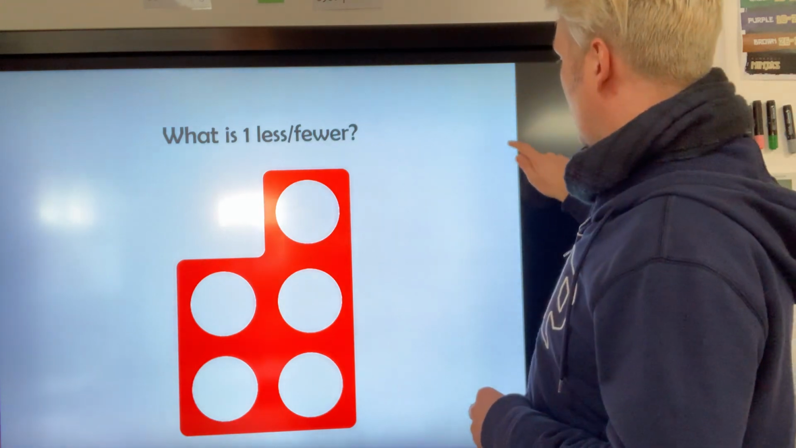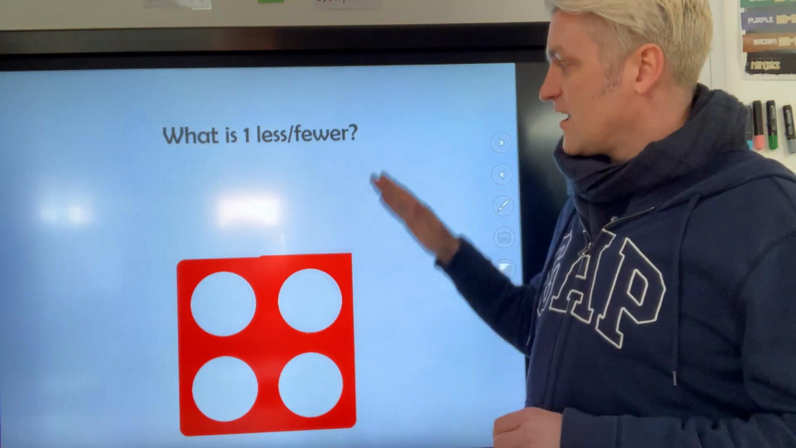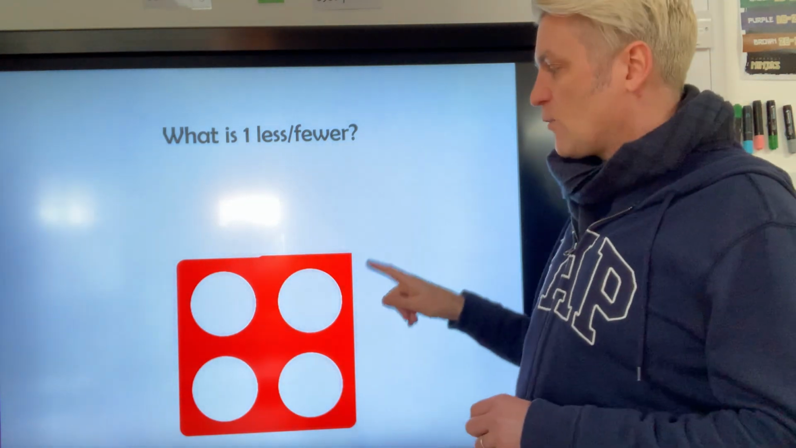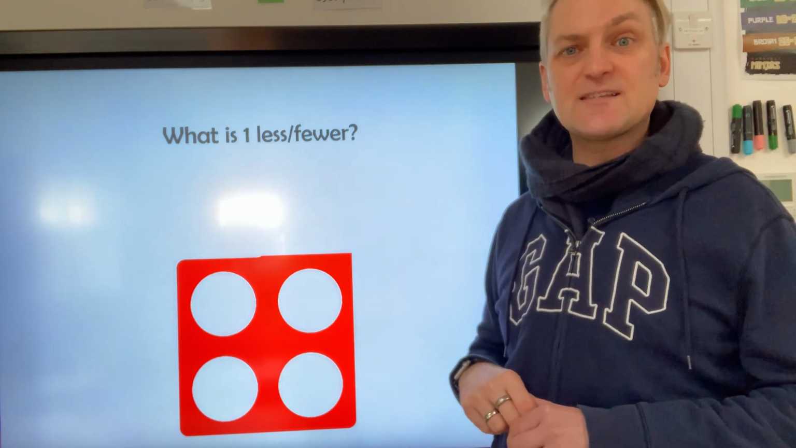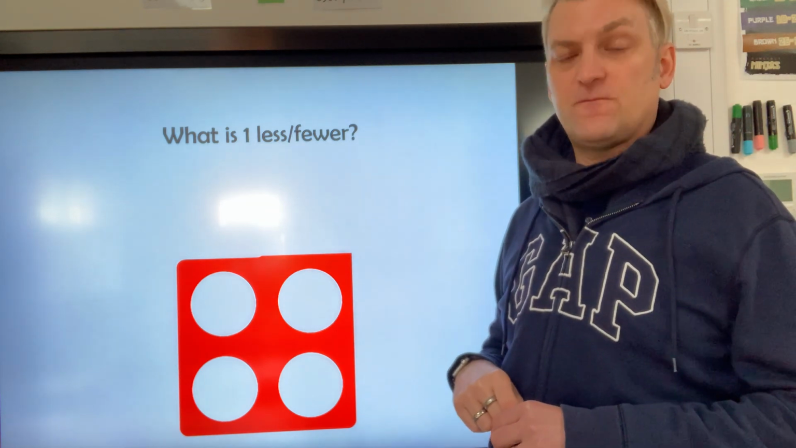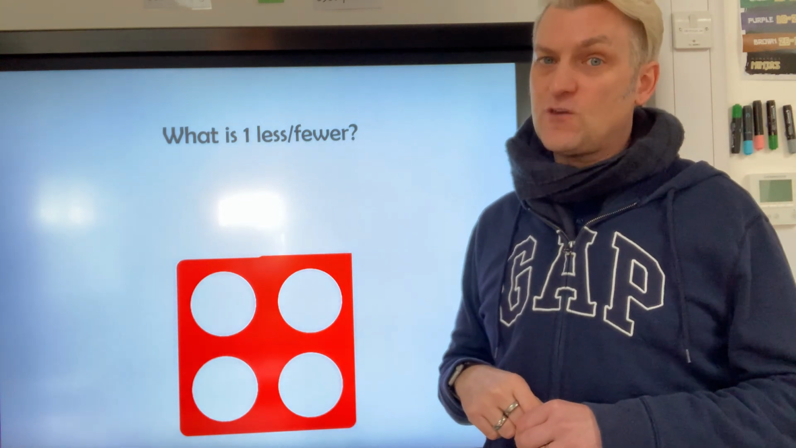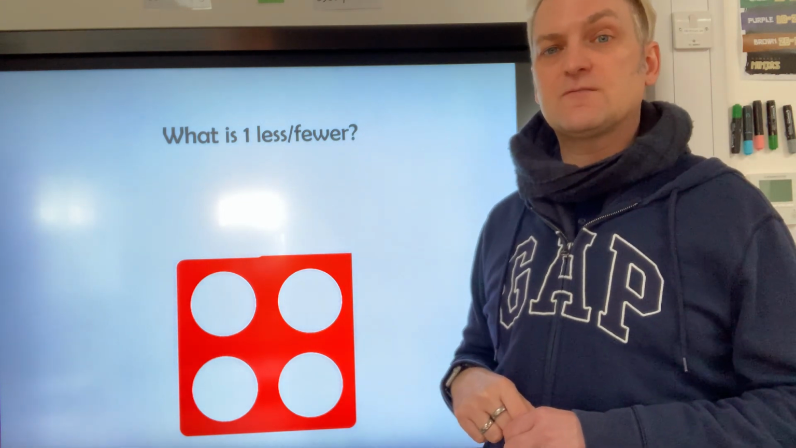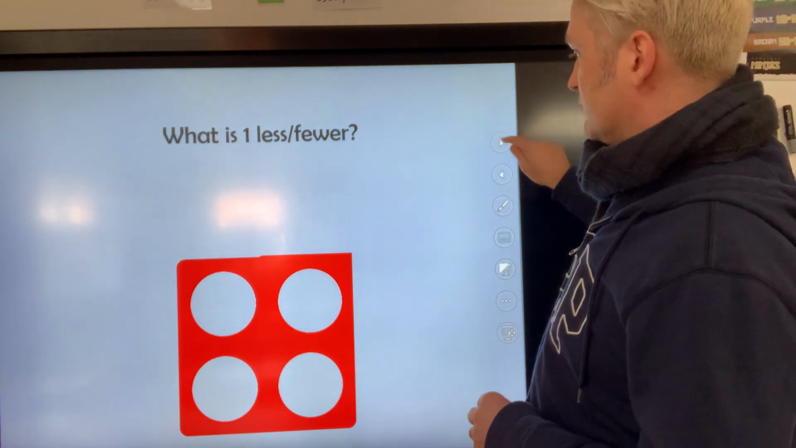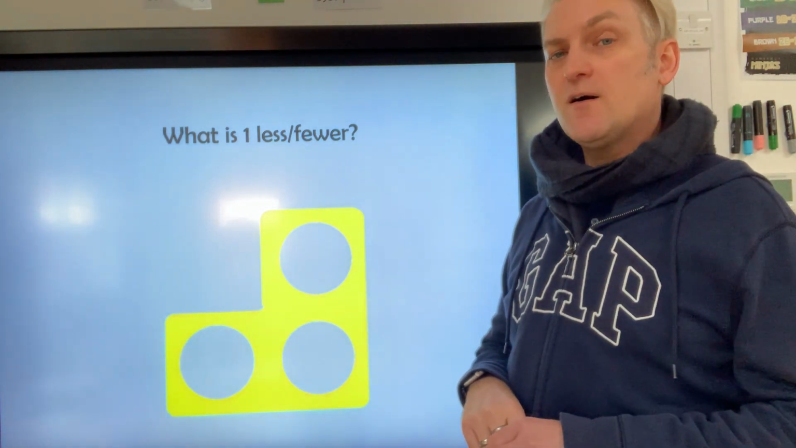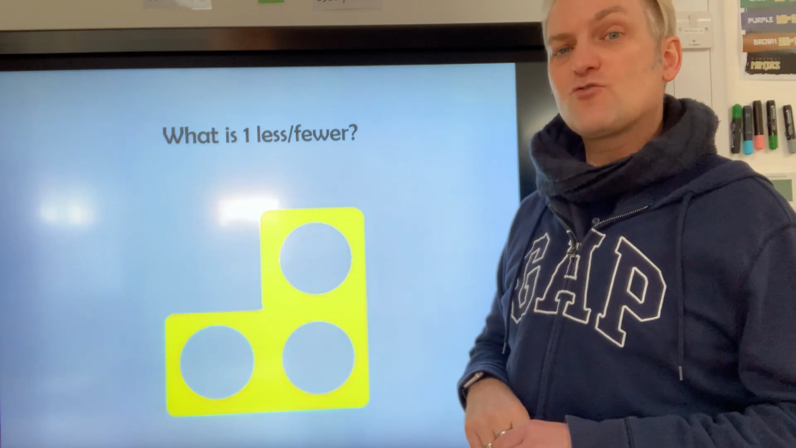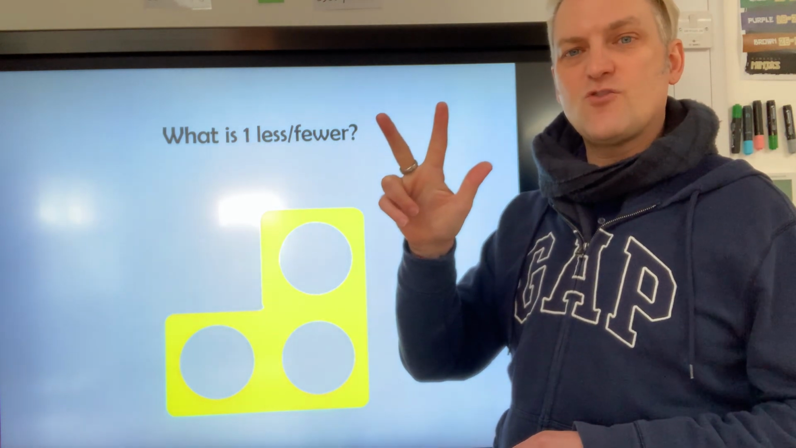So let's have a look. There we are. It's vanished. So now we've got 4 left behind. So one less than 5 is 4. Or some people say one fewer than 5 is 4. There we are. Of course, this Numicon piece. It is the number 3. Here we are, 3.